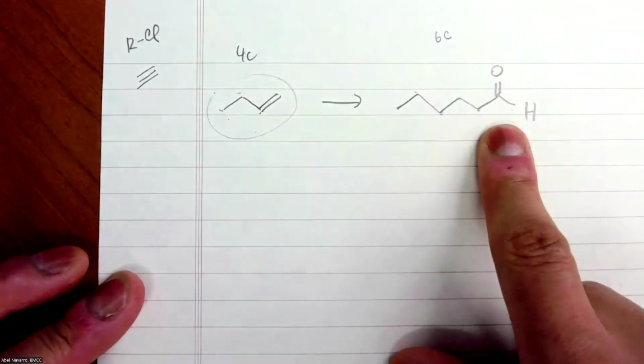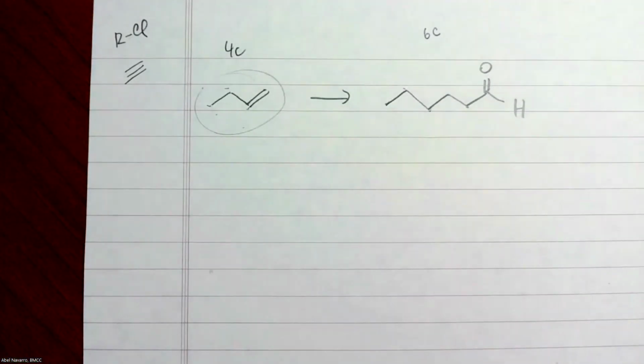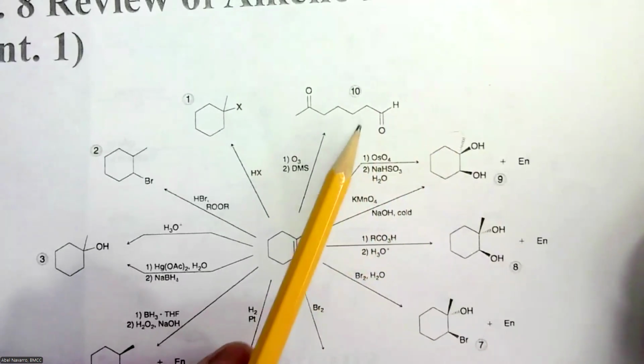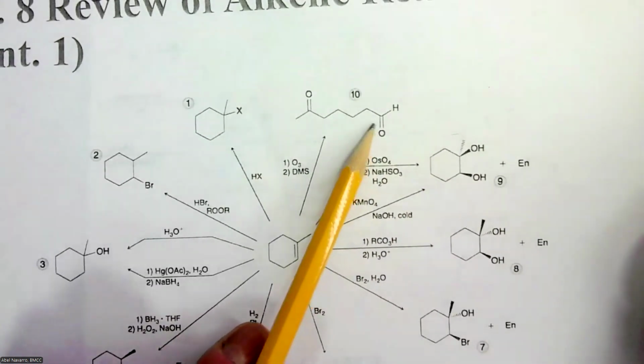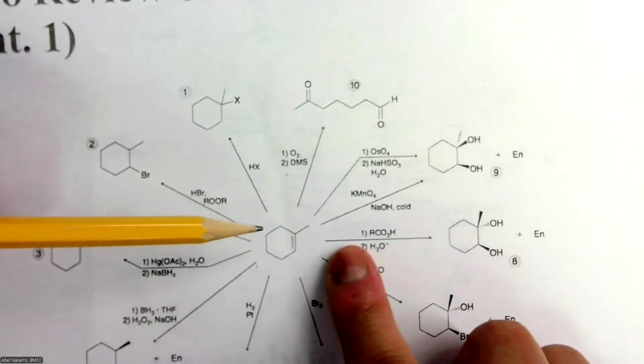Now, aldehydes. How do we make aldehydes? Okay, so let's go to this sheet. No aldehyde, no aldehyde, no aldehyde, no aldehyde, aldehyde, aldehyde, aldehyde here. How do I get aldehydes? From ozonolysis. Okay, ozonolysis of alkenes. Okay, but what is the disadvantage of that?